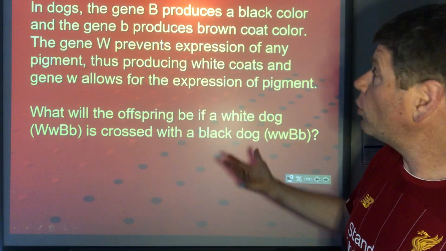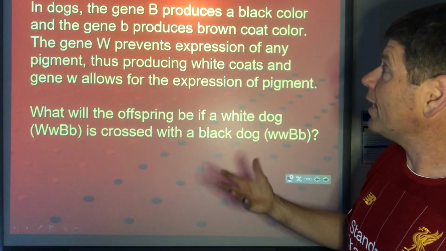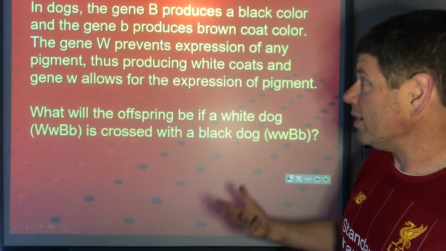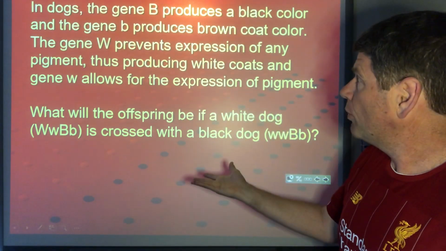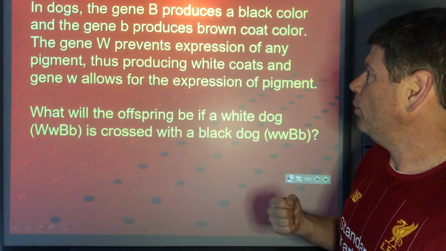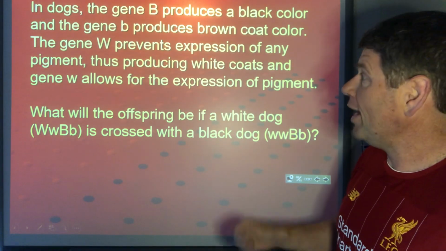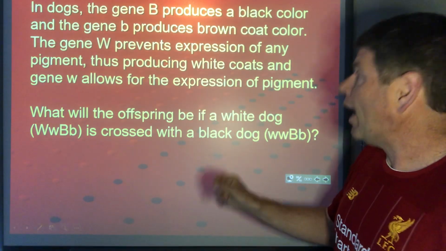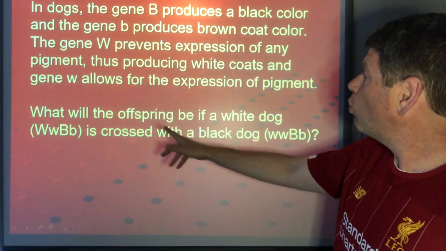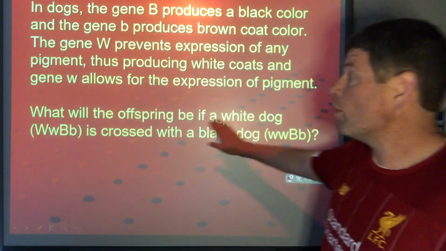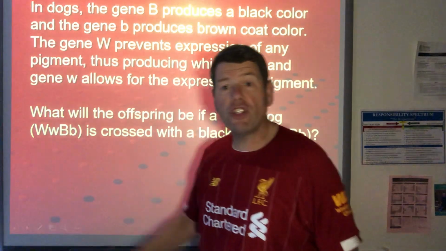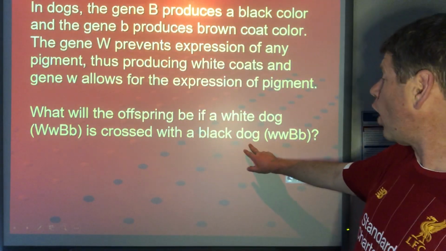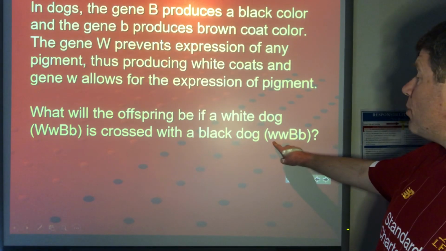So another example would be in dogs. Let's say there's a gene B, again, that produces a black color, and a little b that produces brown, just like the mice. And we have a gene W, but this time the capital W prevents expression of any pigment, thus producing white coats. The little w allows for expression of pigment. So what will be the offspring if a white dog, so remember that capital W causes no pigment, so a little different than the mouse example, is crossed with a black dog. So again, we're going to see pigment expressed.